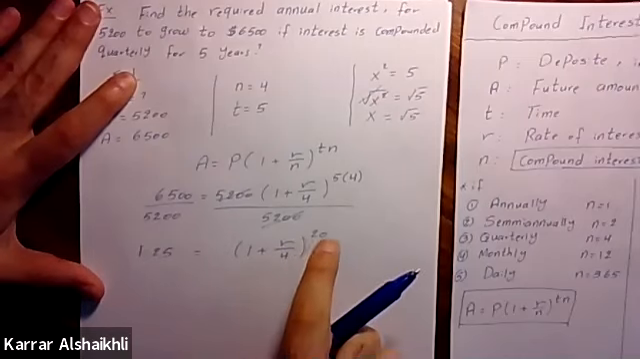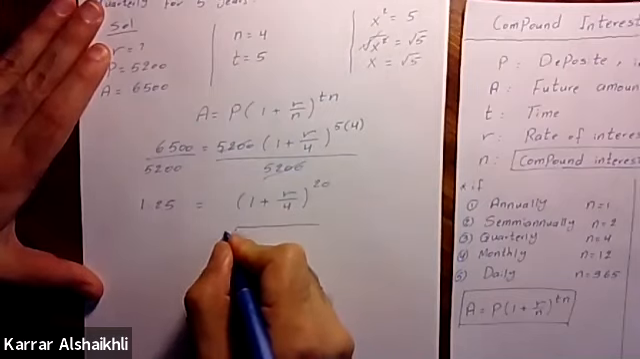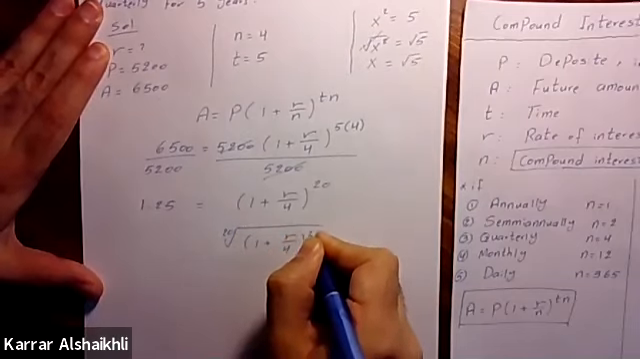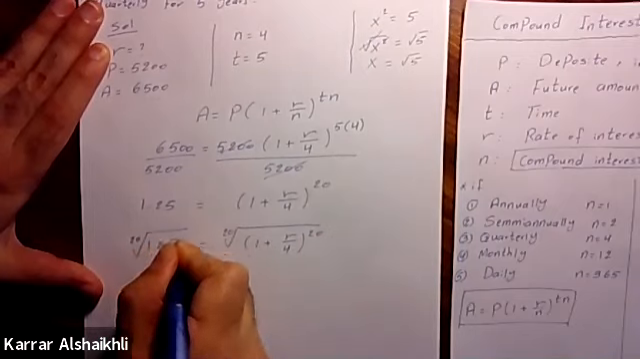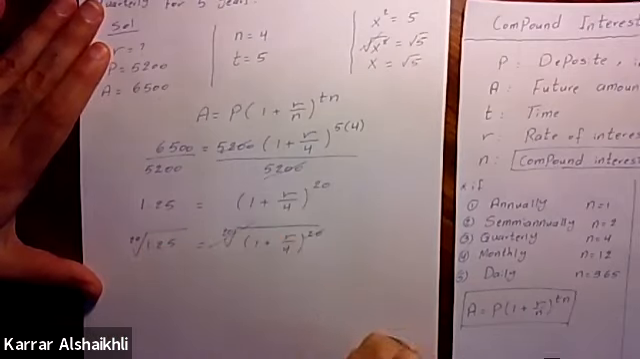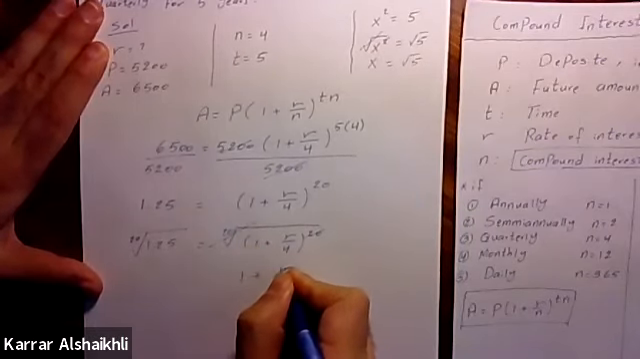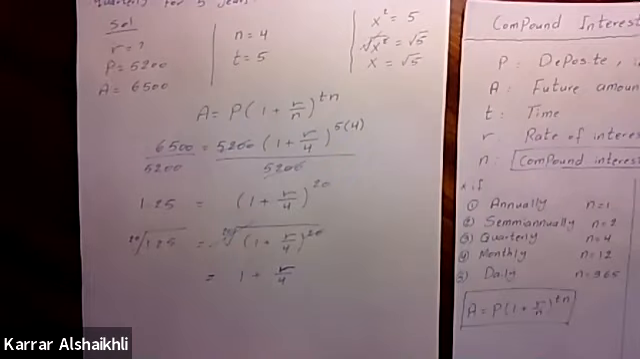I'm going to take the 20th root of both sides. That means the 20th root of 1 plus r over 4 to the 20 equals the 20th root of 1.25. On this side the root cancels the exponent, and the leftover is just 1 plus r over 4. Now, what's the 20th root of 1.25? Let's use the calculator to find it.